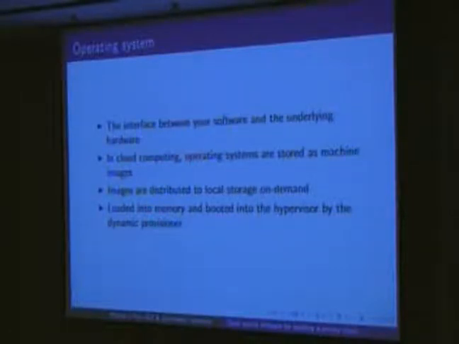Next, operating system. So the operating system is actually the interface between your software and the underlying hardware, right? And so in cloud computing, these operating systems are stored as machine images. They're just single big files that are loaded or distributed to the physical machine on demand, and then used by the hypervisor to boot into memory. You can think of it, with Ubuntu, the live disk, same thing, right? Except that it's not a CD, it's actually just a single file.